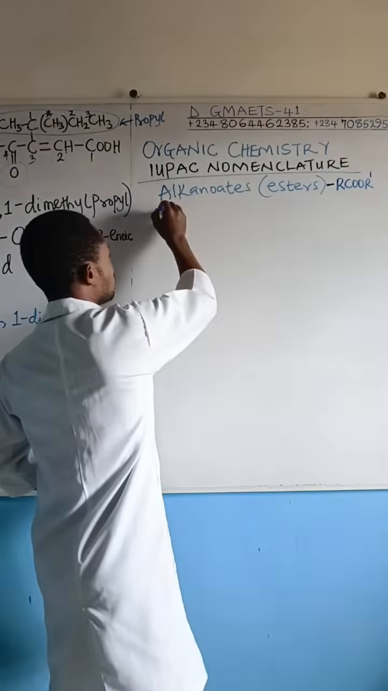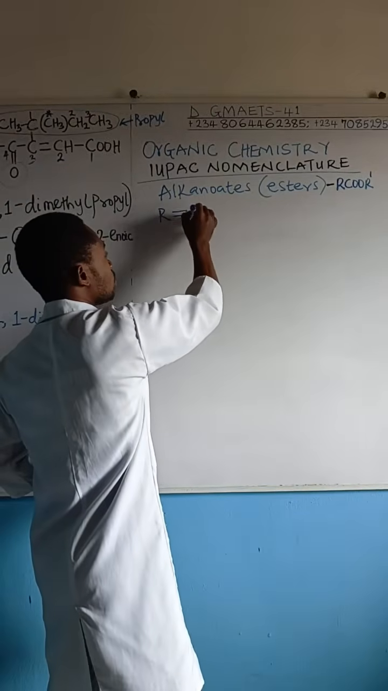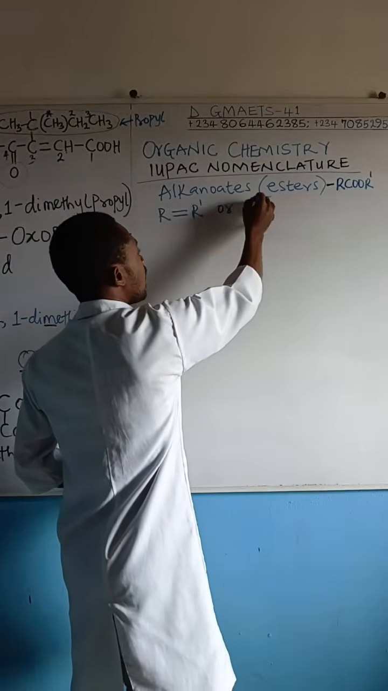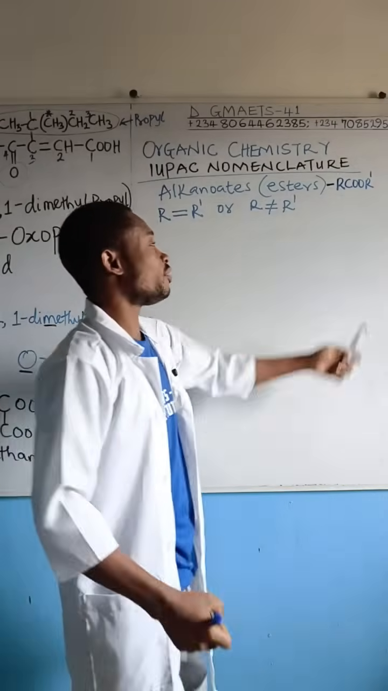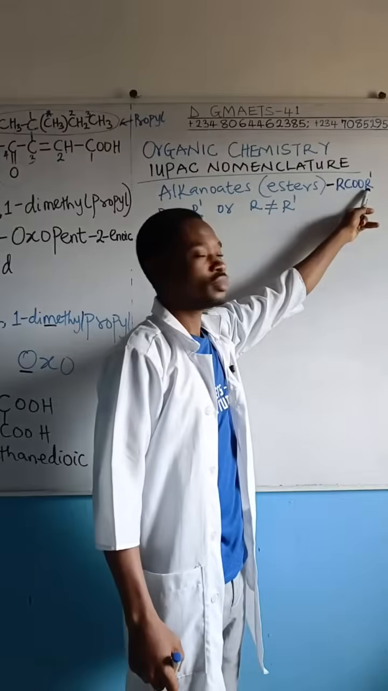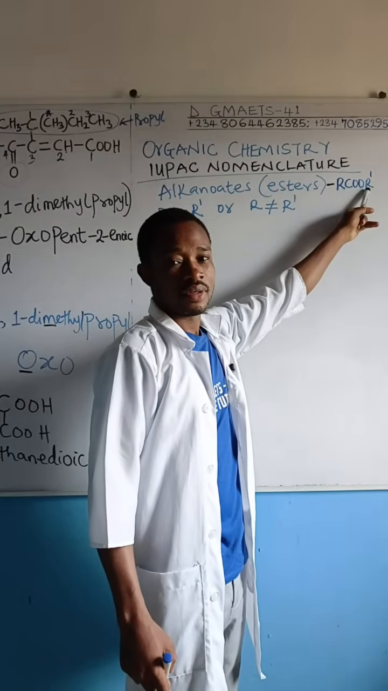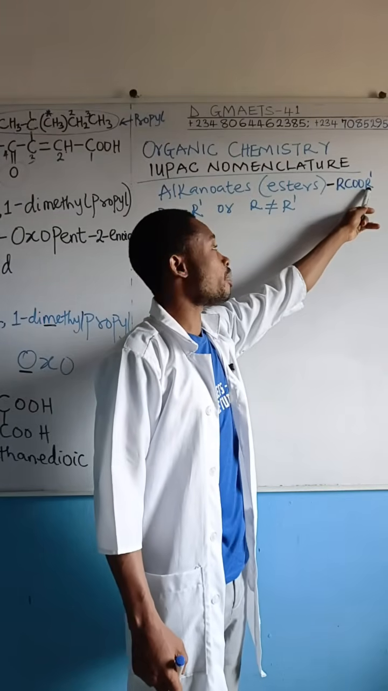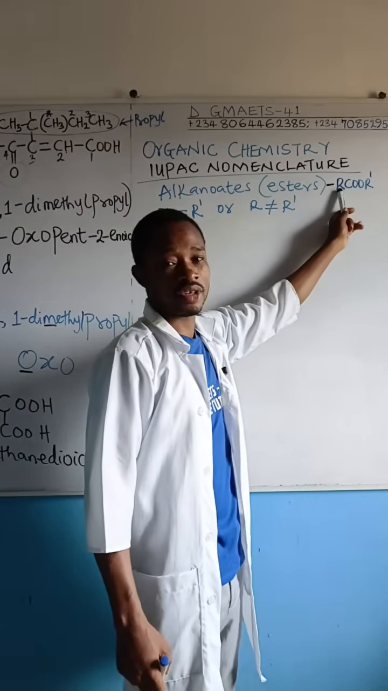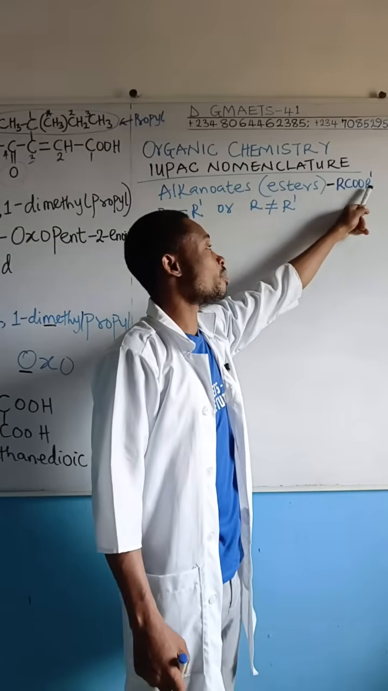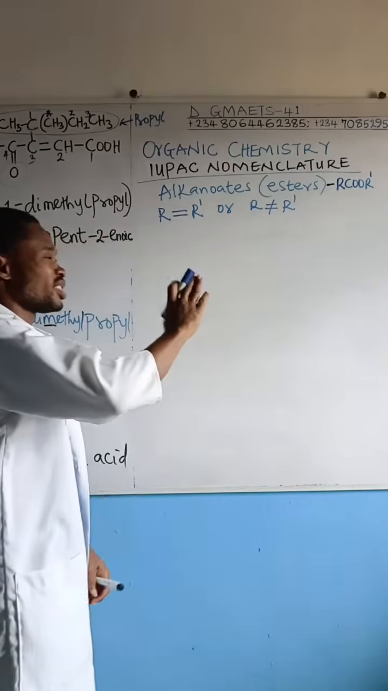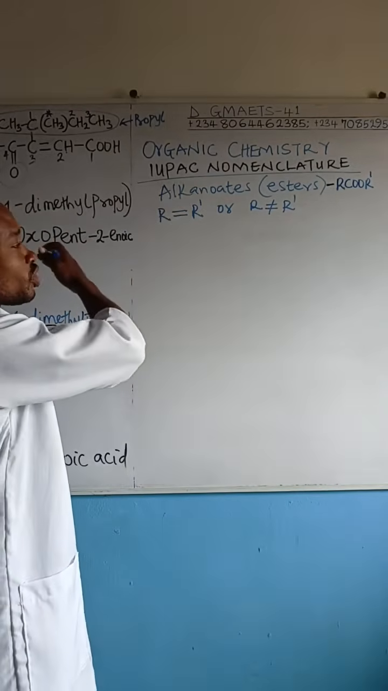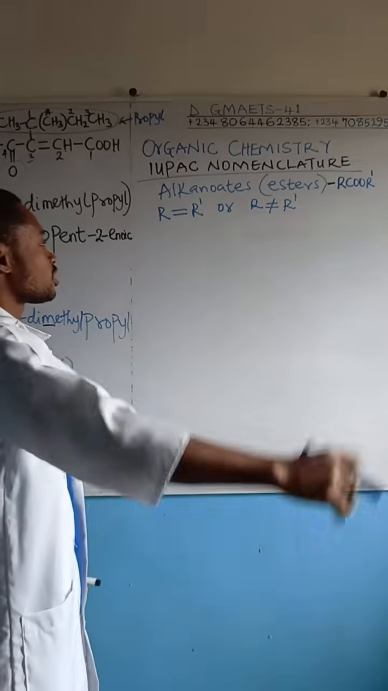So you want to take note that R may be equal to R prime, or R may not be equal to R prime. For example, it's possible for this to be methyl, maybe the number of carbon atoms here to be the same as the one you have here. It's possible that the number of carbon may not be the same. So it doesn't matter. Don't get yourself confused. Just remember that on the left you have chains of carbon, on the right you have chains of carbon.